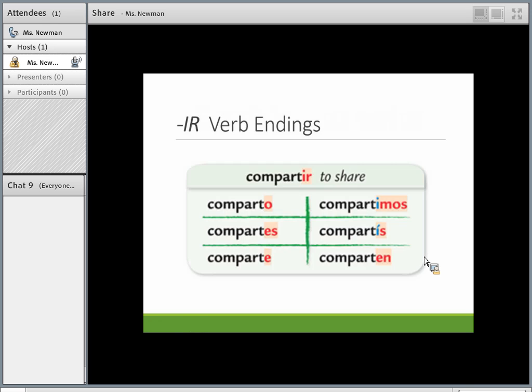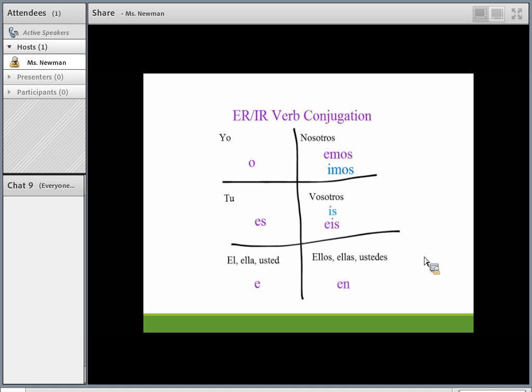So just a reminder, let's go back to our first verb chart here. This is something you want to memorize. This is ER and IR verb conjugation: o, es, e, emos, imos, éis, en. And just a reminder, a little hint in case you don't have it memorized: this is very similar to AR verb conjugation. The only difference is it's the letter A instead of the E or the I. So very similar.